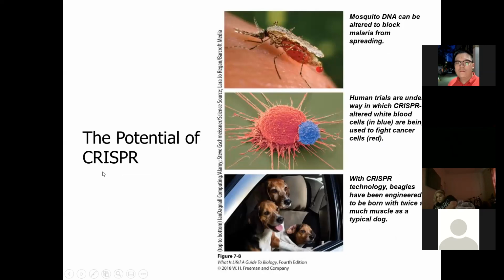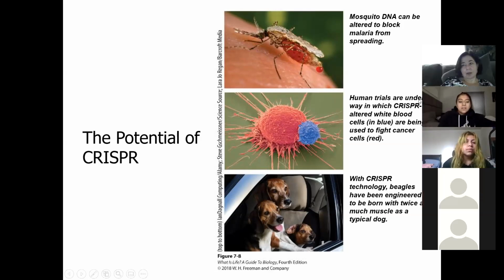So you see the potential of CRISPR: mosquito DNA can be altered to block malaria from spreading. I think in Brazil, when there was a Zika outbreak, have you heard about Zika, guys? Yes, the Zika virus, that was a couple of years ago. They were doing this actually. They altered mosquitoes' DNA to prevent mosquitoes from reproducing, which helped them stop their epidemic.